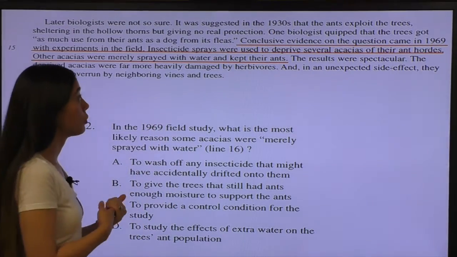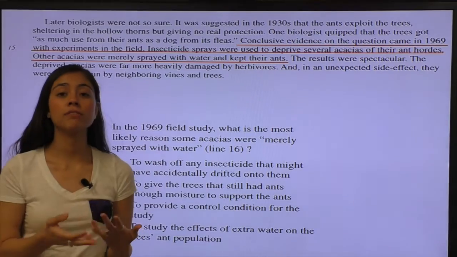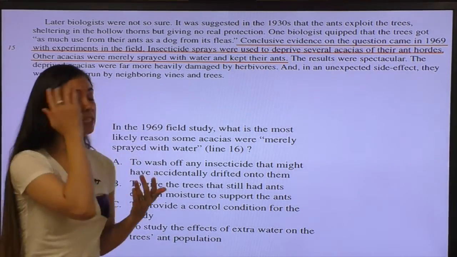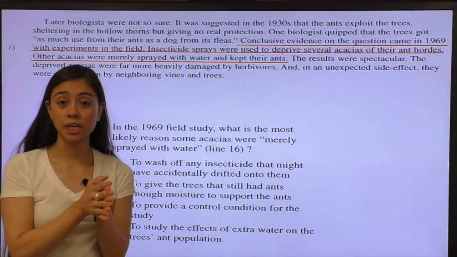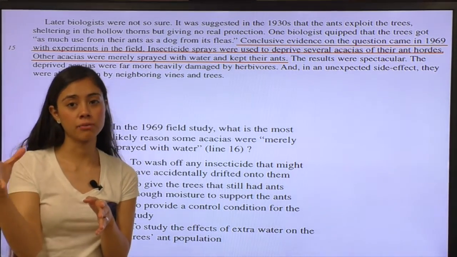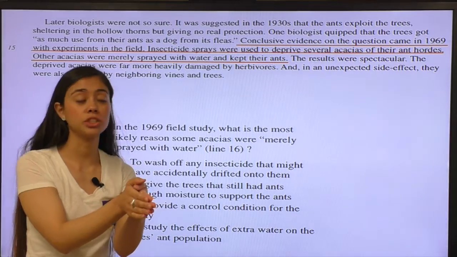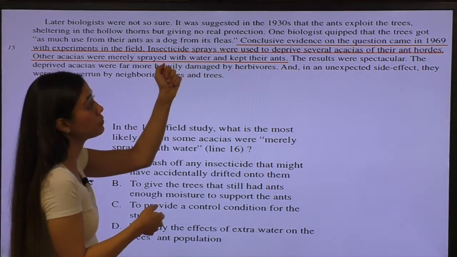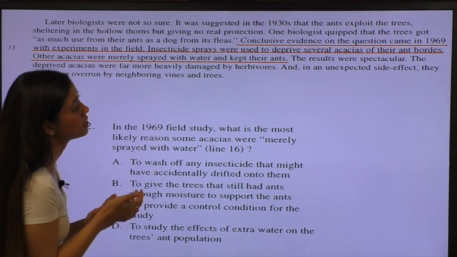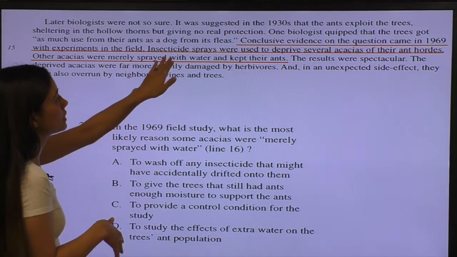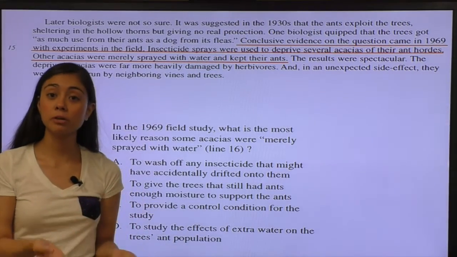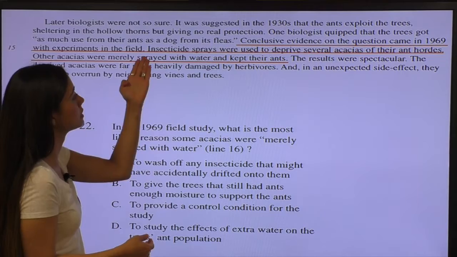So things to know are that experiments always involve variables and controls. A control would be something that the experiment has that does not change, in order to be able to compare results to that thing that was not changing. So if we continue reading, insecticide sprays were used to deprive several acacias of their ant hordes. In this case, the insecticide sprays would be our variables because this is what they are experimenting with. They're experimenting with the insecticide.